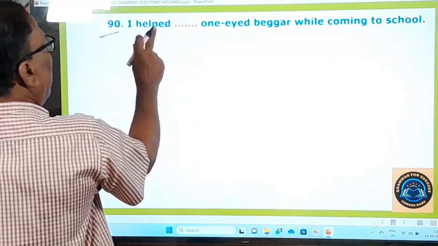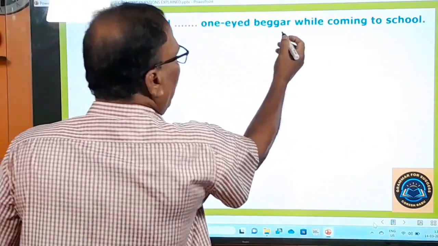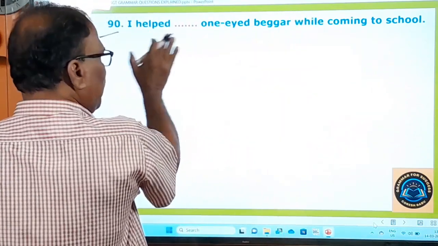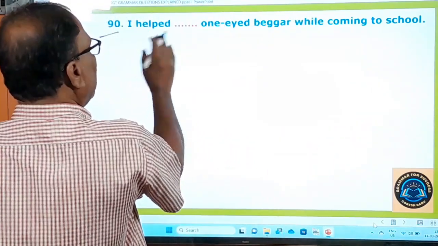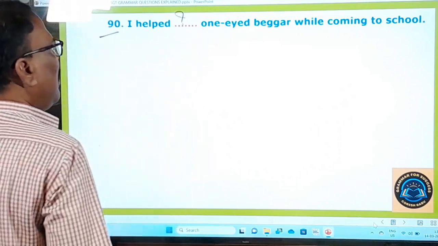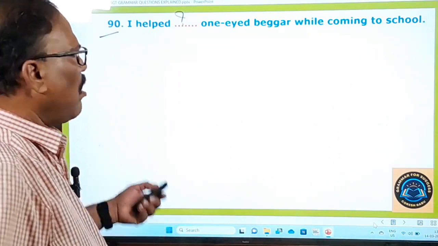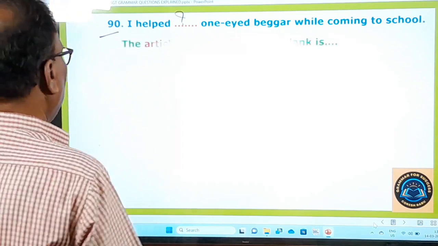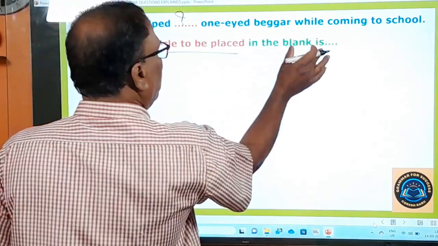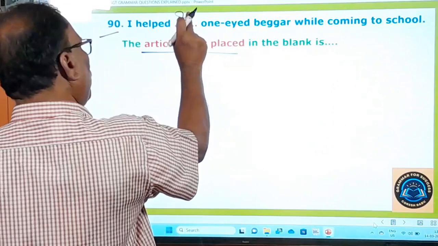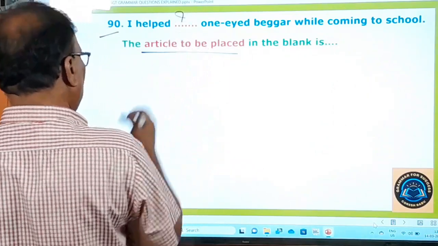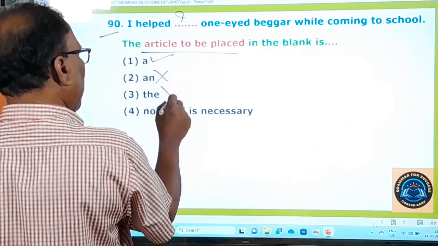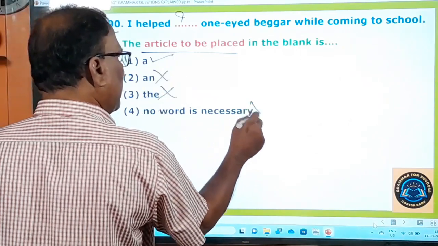90th question. I helped dash one-eyed beggar while coming to school. So this is the sentence, and in this sentence a blank is given, and the examiner must be asking you to fill in this blank with a suitable article, I think. So what are the options given here? A, absolutely correct. And wrong. B, wrong. No word is necessary, wrong.